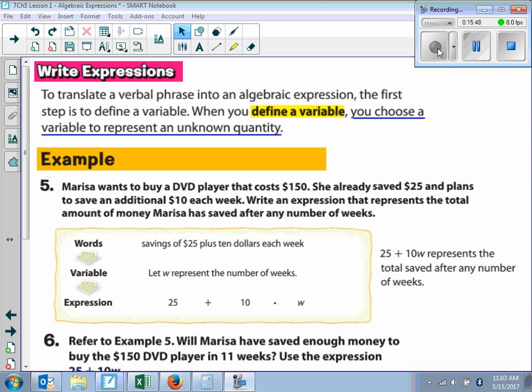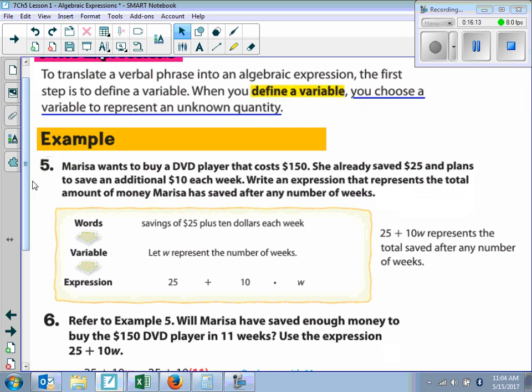All right, so now we're going to write an expression. So to translate a verbal phrase into an algebraic expression, the first step is to define a variable. Now, when you define a variable, what you're doing is you're going to choose a variable to represent the unknown quantity. Okay? So make sure you write down that definition there.